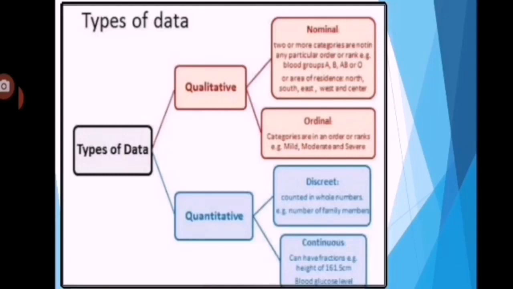Next again, quantitative data is divided into two parts. One is discrete data, another one is continuous data. Discrete data is counted in whole numbers. For example, number of family members in a particular family is called discrete data. Continuous data can have fractions, for example the height of a particular person. Ramu's height is 161.5 centimeter. This is an example of continuous data.